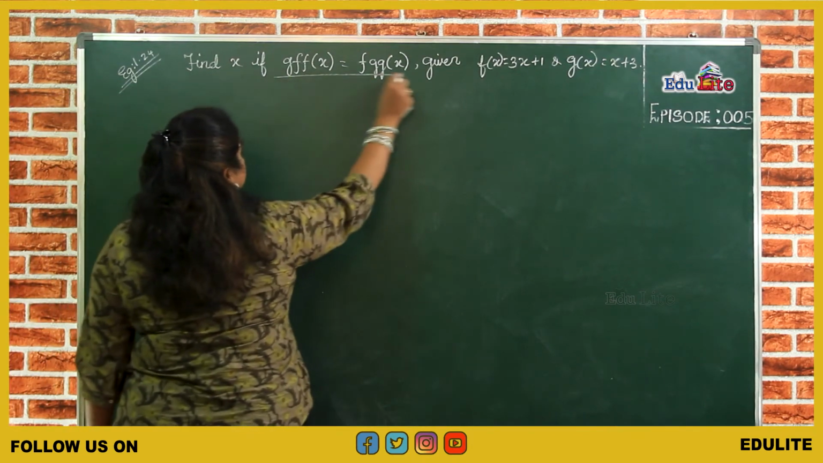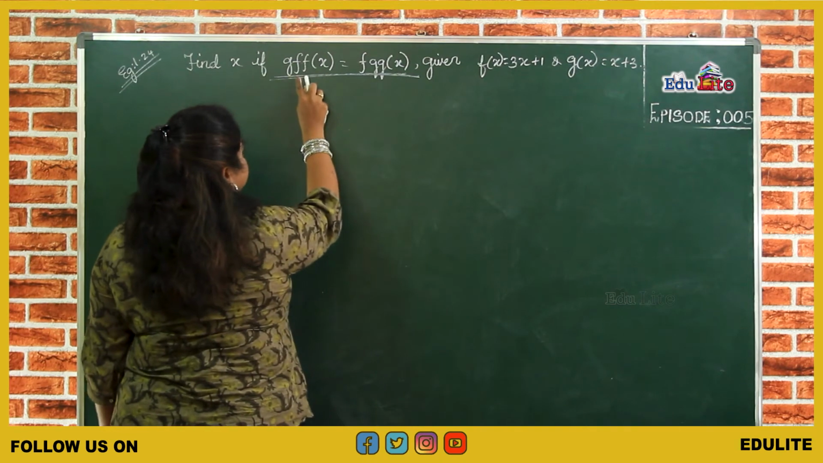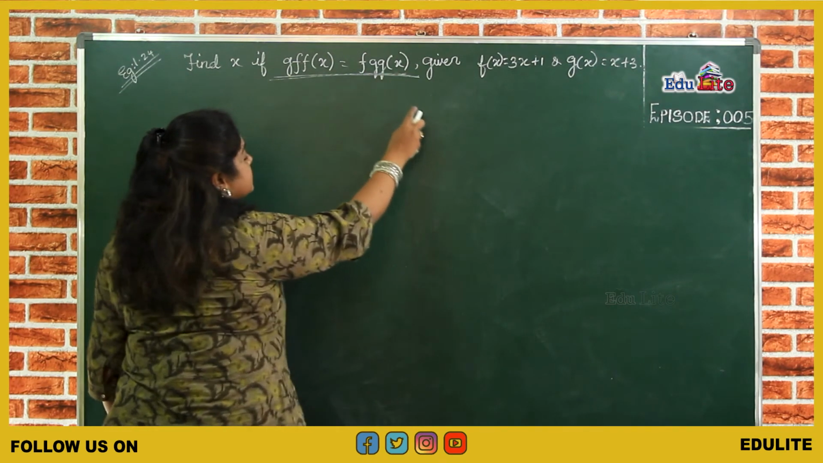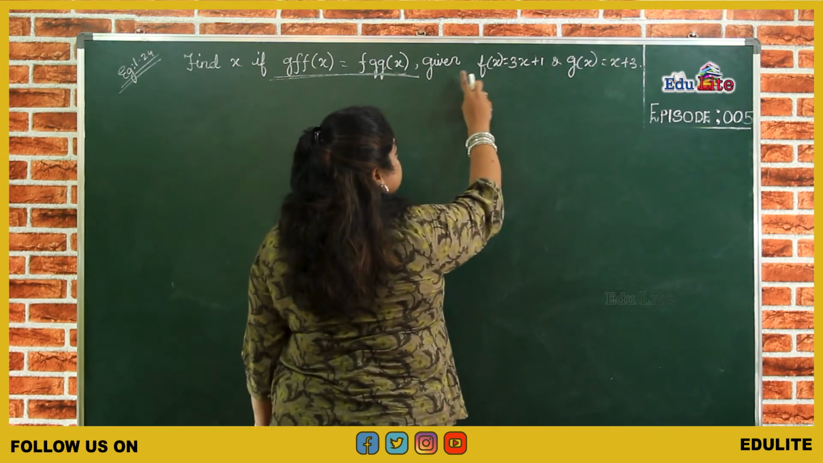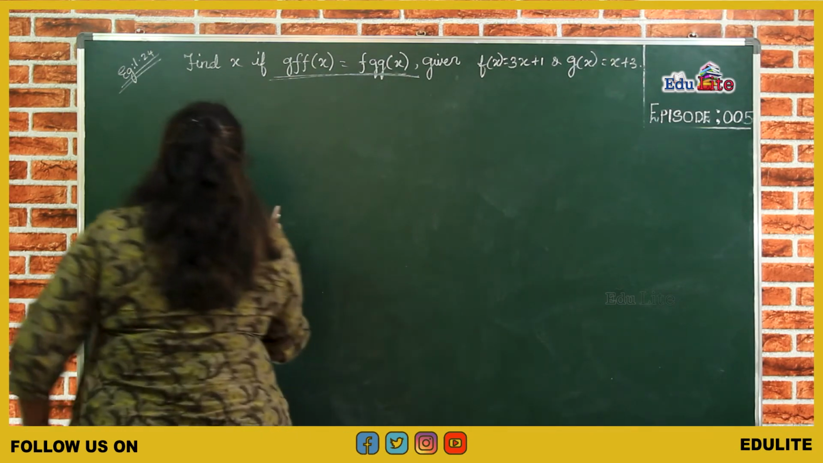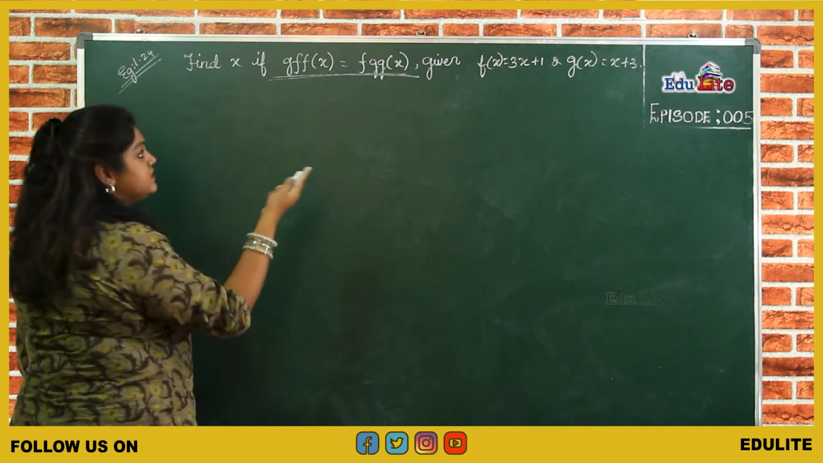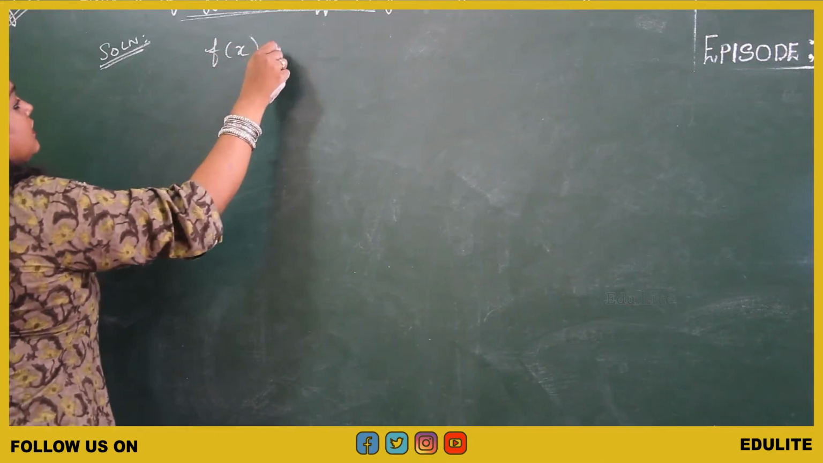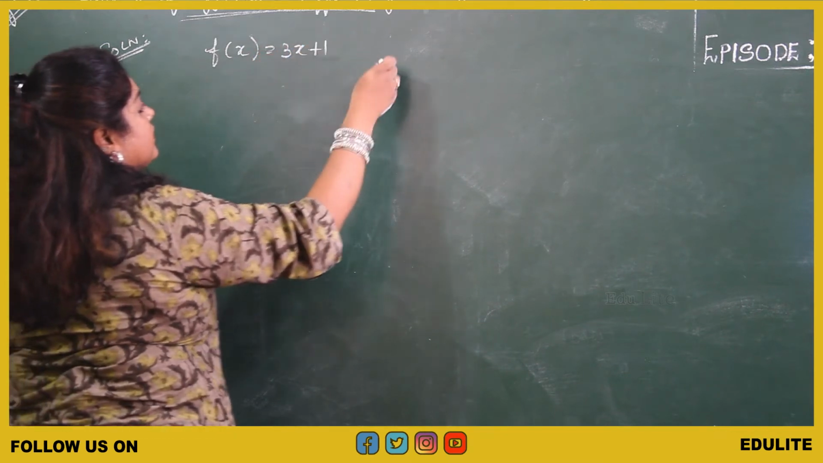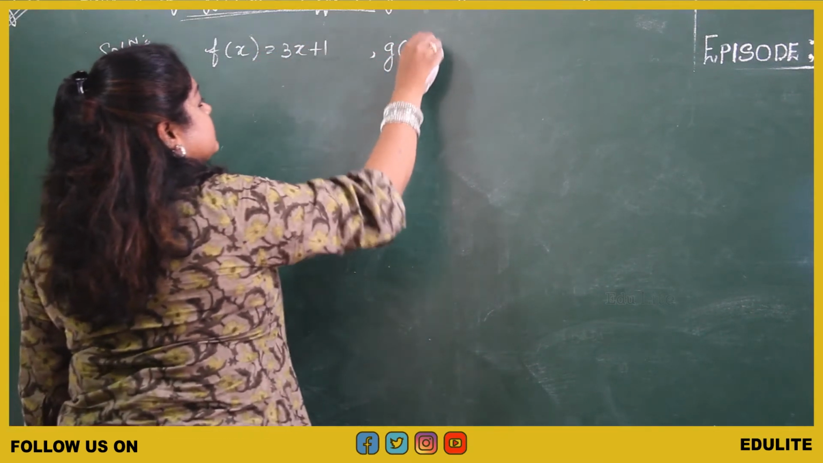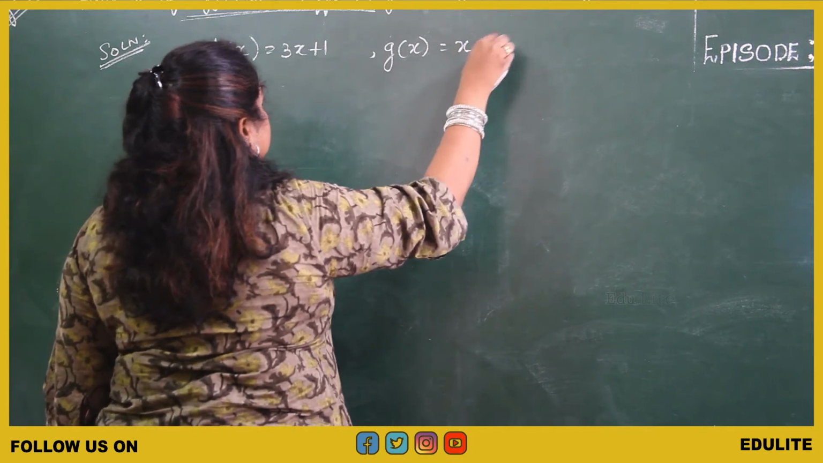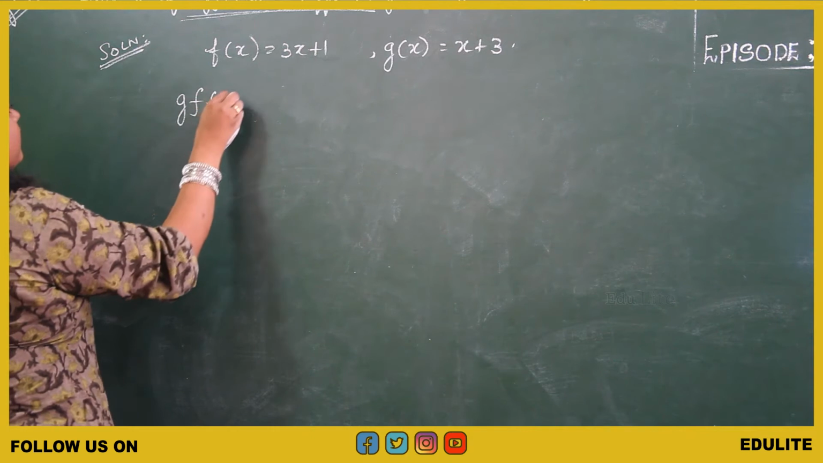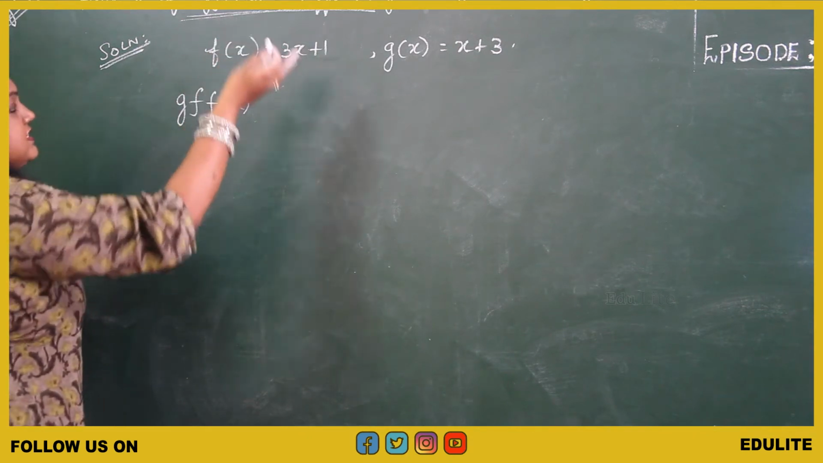In the next example we have to find the value of x, and we are given the function g f of x is equal to f g of x, and we are given the functions f of x and g of x. Let us find the value of x by using the given functions. So f of x is given as 3x plus 1, g of x is given as x plus 3. So first we will find g f of x and we will simplify.